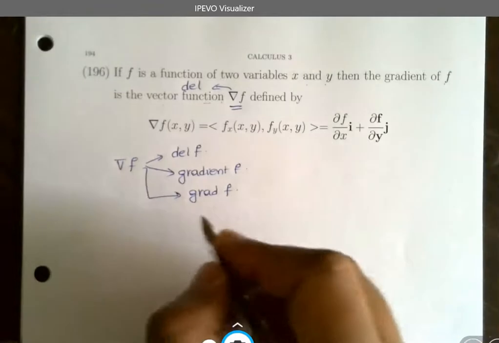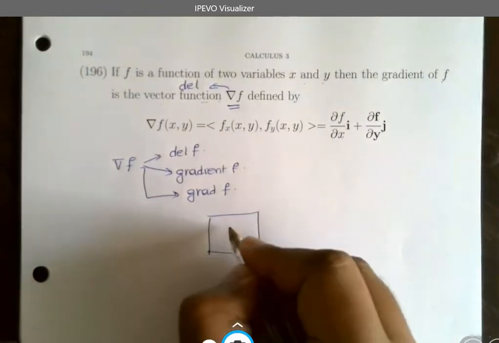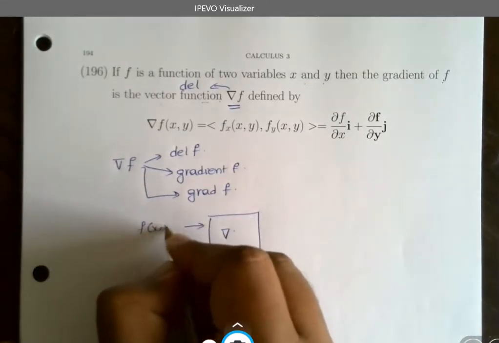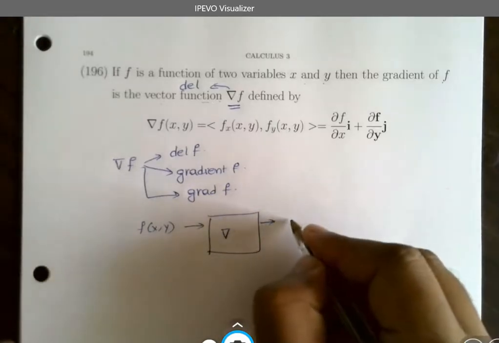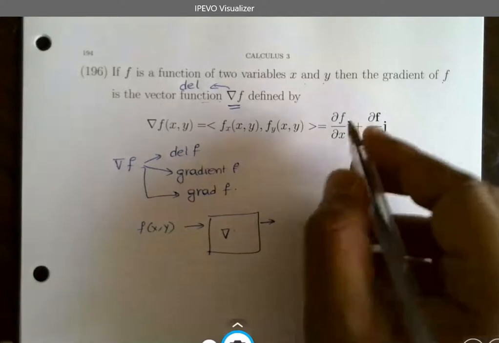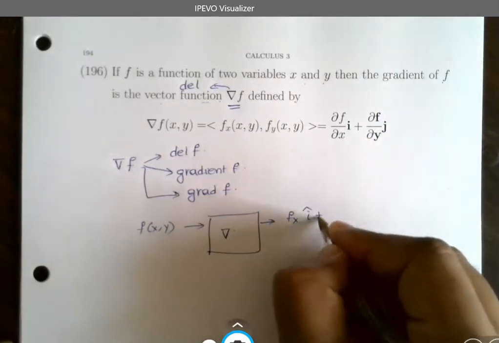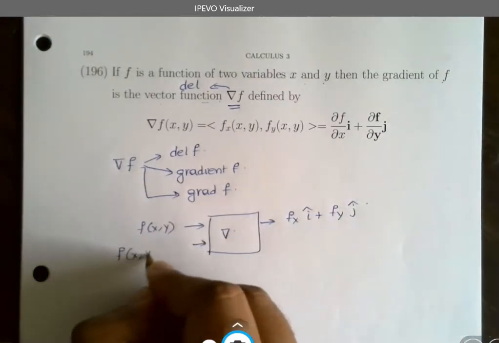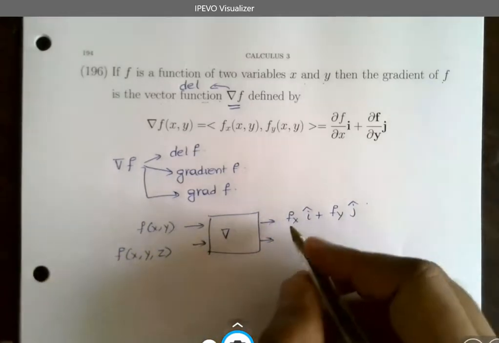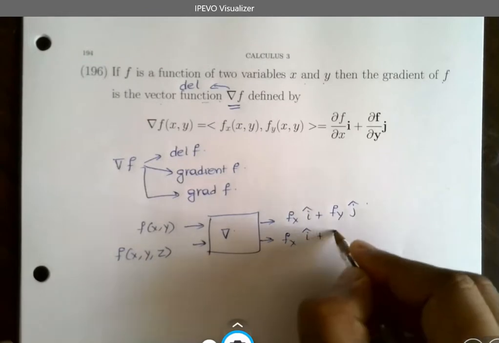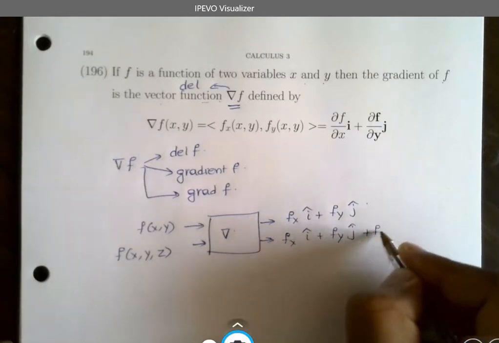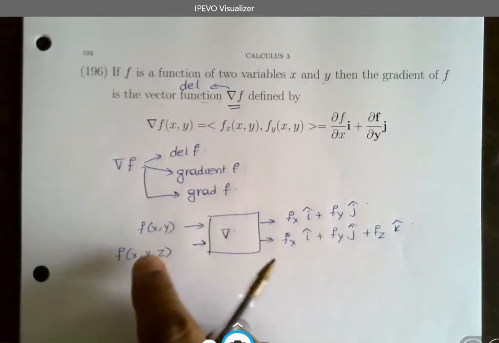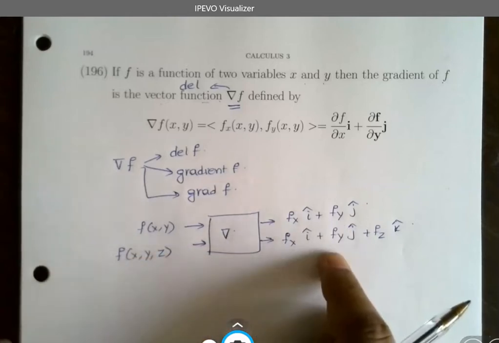But what does that mean? So gradient is like a box. If your function is f of x, y, then you get a vector: f_x i plus f_y j. If you put in a function f of x, y, z, then the output would be f_x i plus f_y j plus f_z k. So if you put in a function of two variables, you get a two-dimensional vector. If you put in a function of three variables, then your output would be a three-dimensional vector.